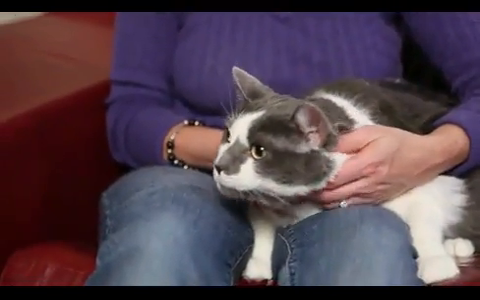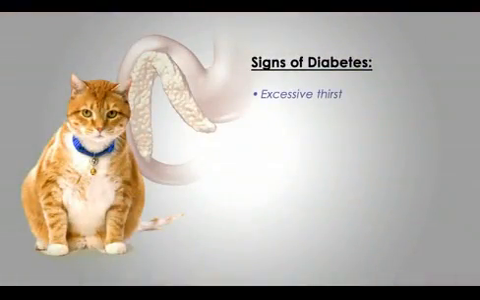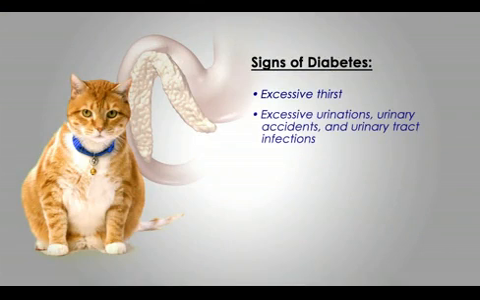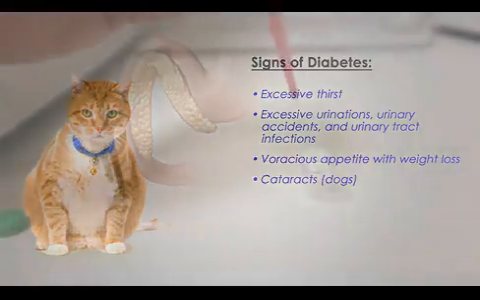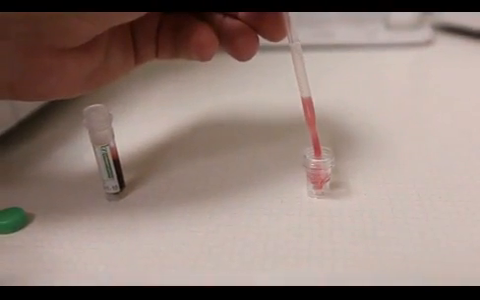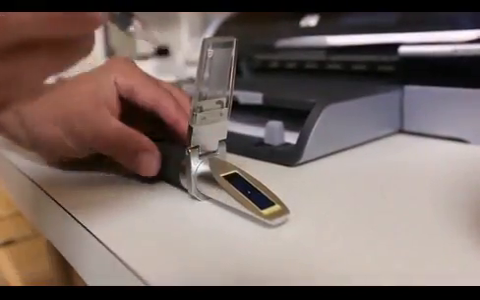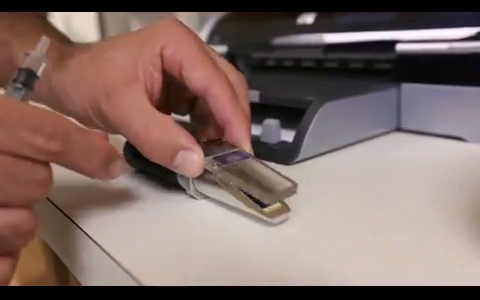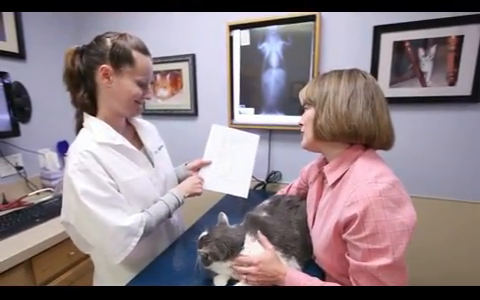So how do you know if your pet has diabetes? Symptoms include excessive thirst, excessive urinations, urinary accidents, and urinary tract infections, voracious appetite with weight loss, cataracts in dogs. Because many different conditions can cause similar symptoms, your veterinarian will need to perform blood and urine tests on your pet to confirm the diagnosis. Your veterinarian will discuss this testing with you in more detail.